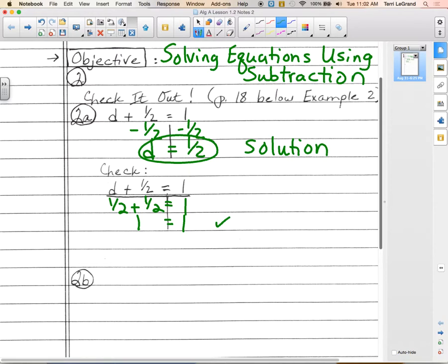Would that check out? Okay, so why do we do check problems? What does that tell us then? If we put it in there and we don't get a true statement, what should we do? Something's wrong. We need to go back and try again. That's why we're doing check problems, so we can start catching mistakes right away.